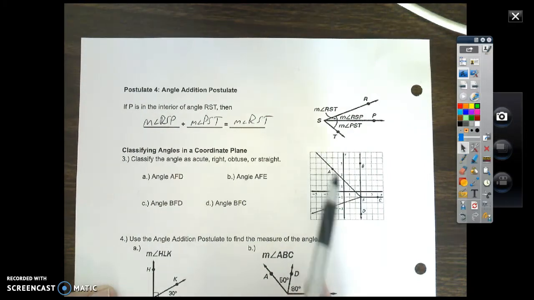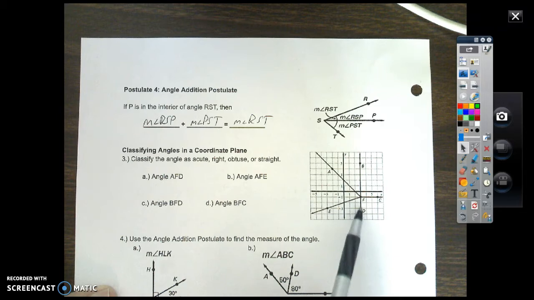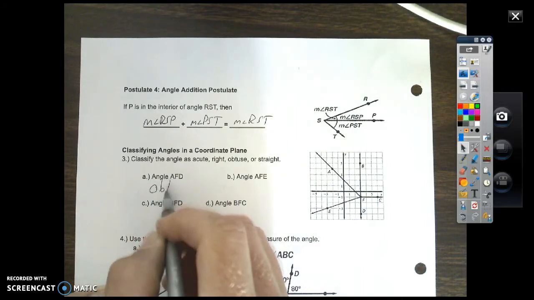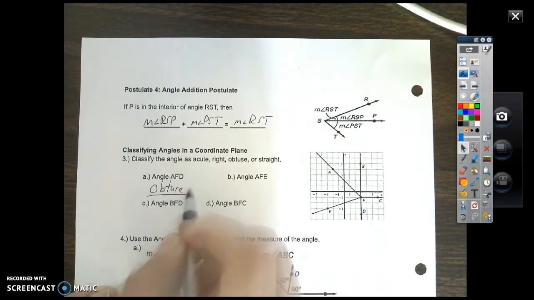So we can take a highlighter out if we need to. Here's AFD. AFD is obtuse. It's past 90 degrees. So when I say 90 degrees, I mean here's a corner. It's bigger than that. So that is an obtuse angle.